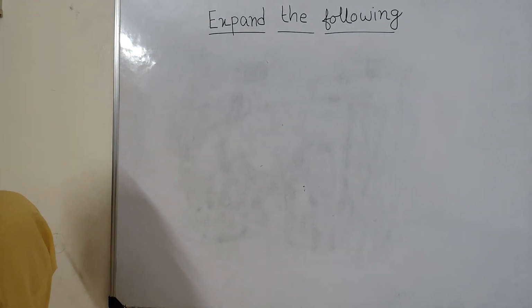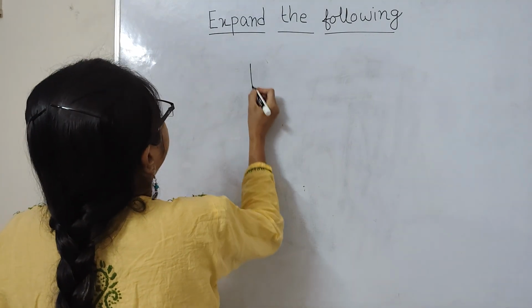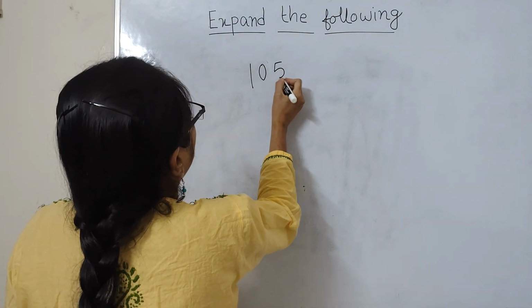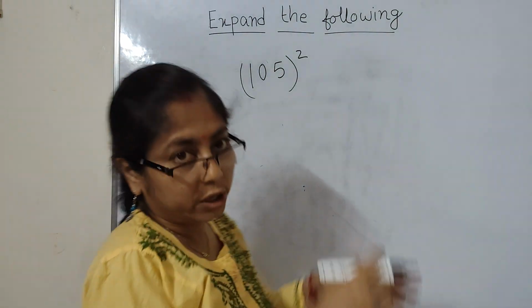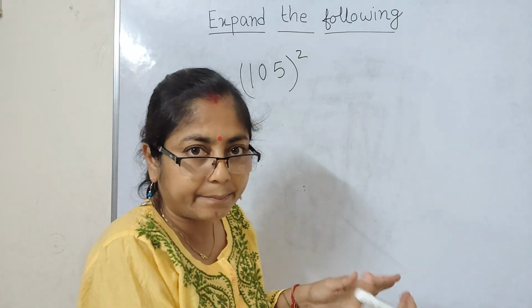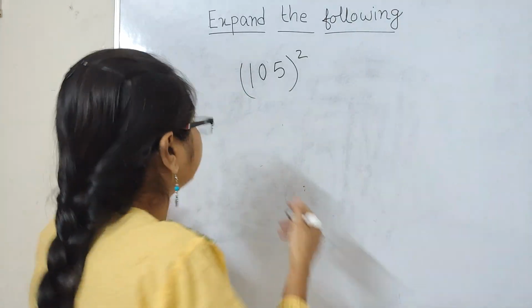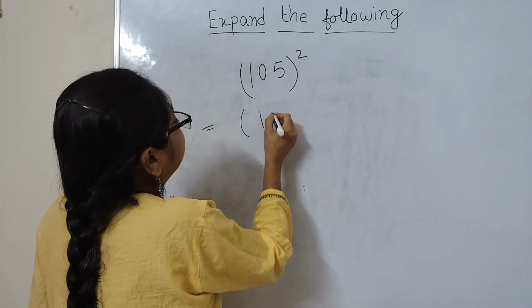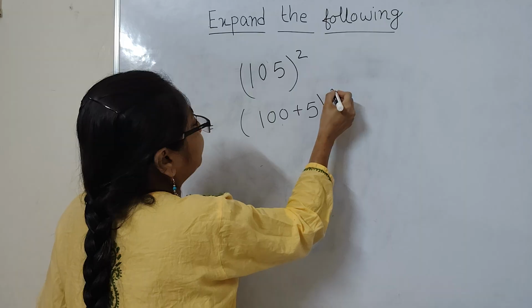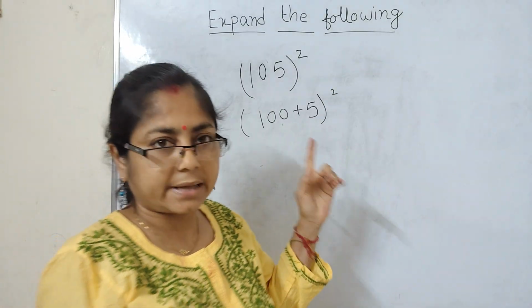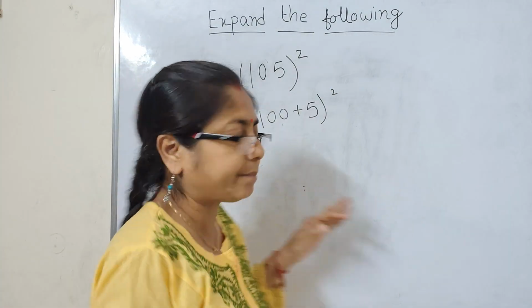This one is 105 whole square. In that case I have only one number, so I break that number into two parts. Then I expand it. I write it (100 plus 5) whole square. Here 100 is the A and 5 is the B.